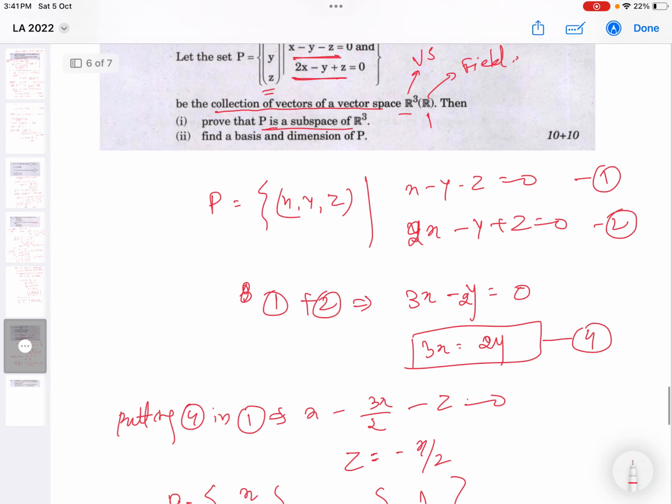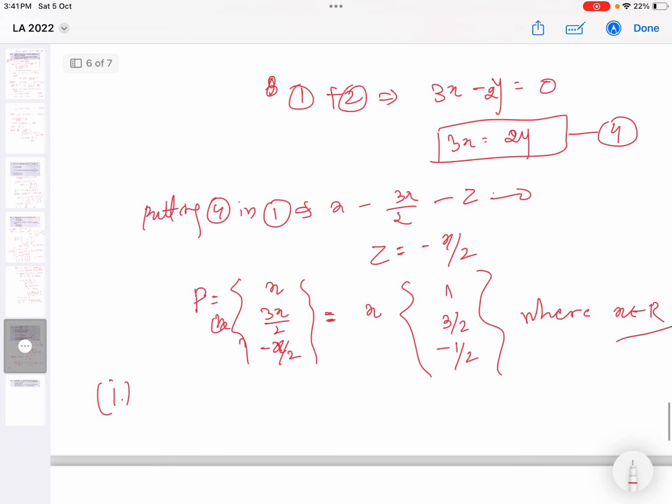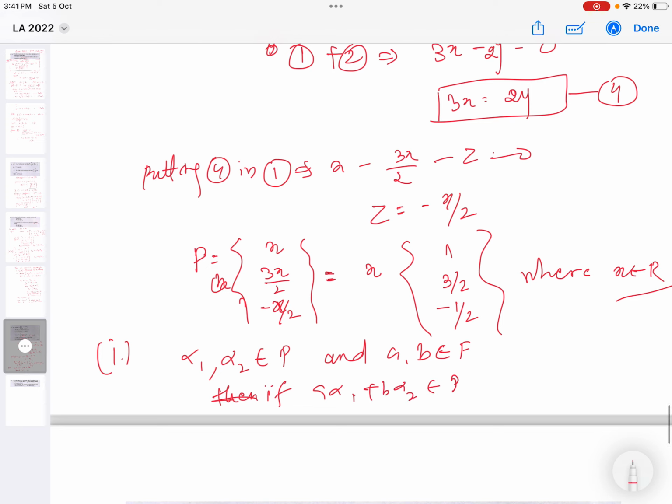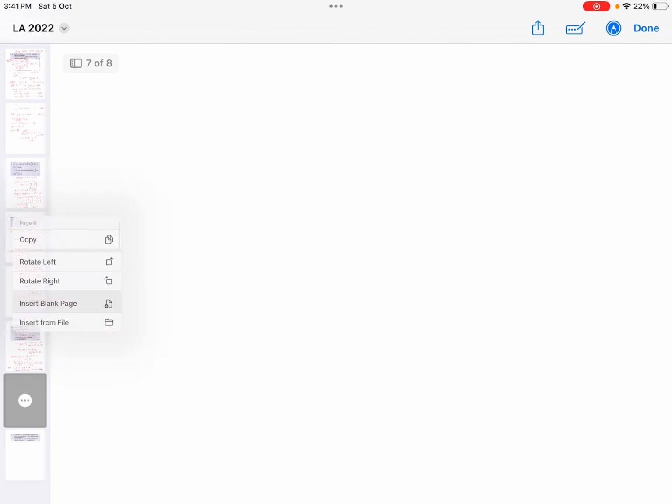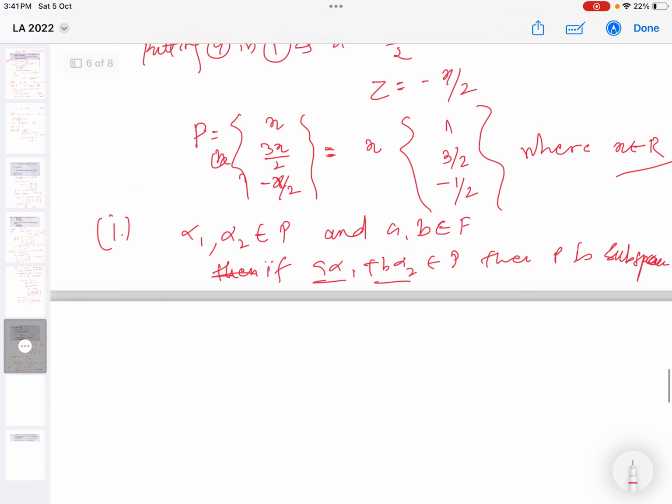Now we have to prove that P is a subspace. So for subspace, like if alpha 1 and alpha 2 are elements of P, and A and B are elements of the field, then if A alpha 1 plus B alpha 2 is an element of P, then P is a subspace. So we'll be doing the same thing here.